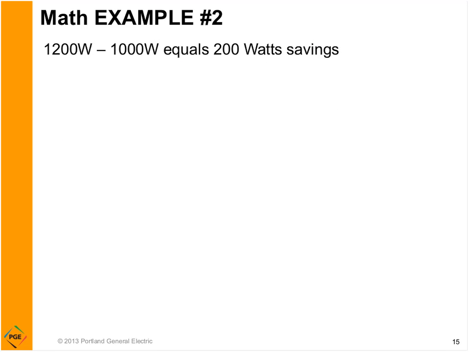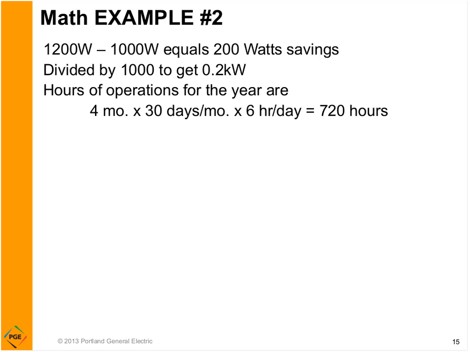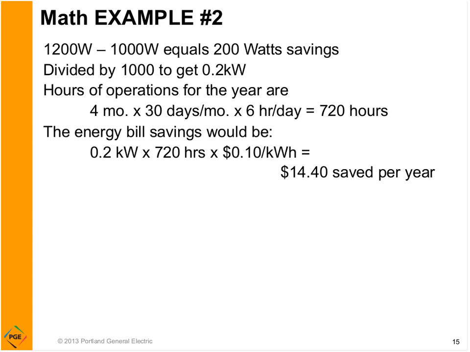Find the W. Well, the difference between these two machines is 1200 watts minus 1000. I have 200 watts in savings. If I divide by 1000, I would get 0.2 kW. Here comes the hours of operation. We estimate you only have air conditioning 4 months a year, 30 days in a month, and about 6 hours a day. You'd have 720 hours of use on this piece of equipment. If I now take kW times the H times the price, I get $14.40 saved per year.